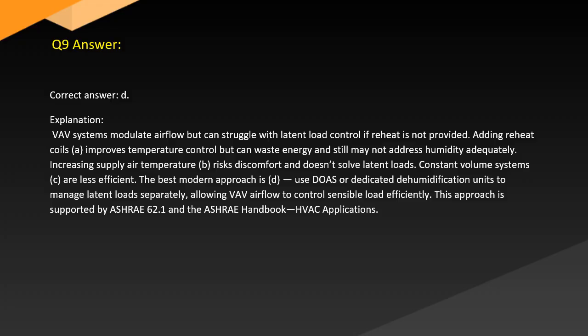Answer. Correct answer: D. Explanation. Valve systems modulate airflow but can struggle with latent load control if reheat is not provided. Adding reheat coils (A) improves temperature control but can waste energy and still may not address humidity adequately. Increasing supply air temperature (B) risks discomfort and doesn't solve latent loads. Constant volume systems (C) are less efficient.